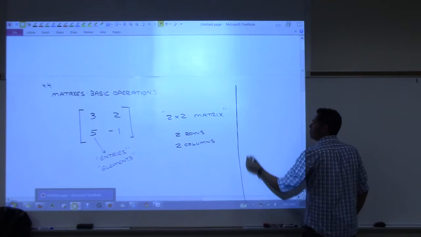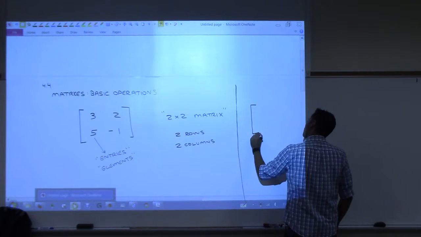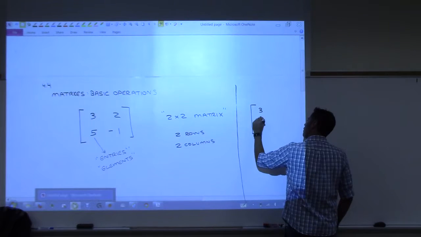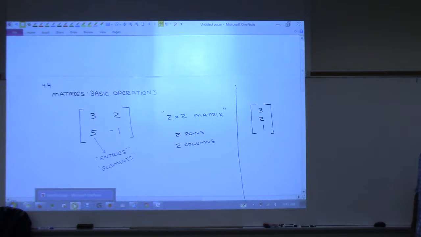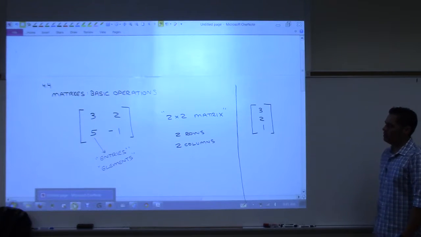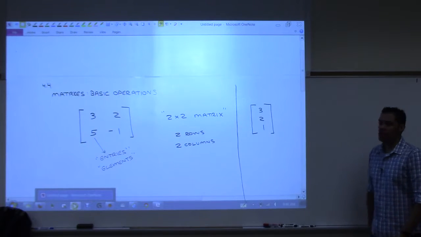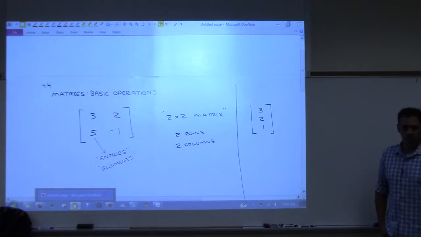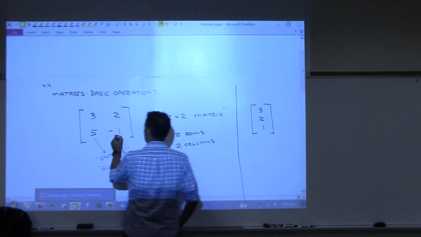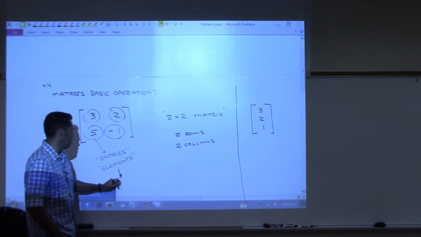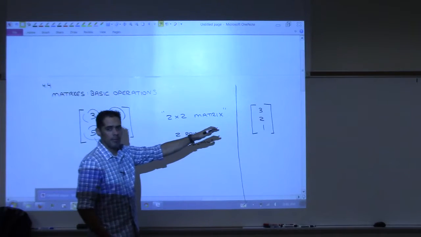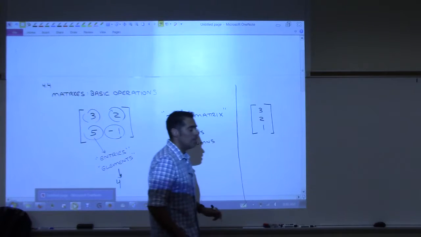Let me give you another matrix. All right, so there's a matrix right there. How many entries in this matrix? 3. How many numbers do you see there? 3. There's 3 different numbers. Okay, so this one right here had 4 entries or 4 elements. Here, this one has 3 of them. Right? So this is 3 elements.